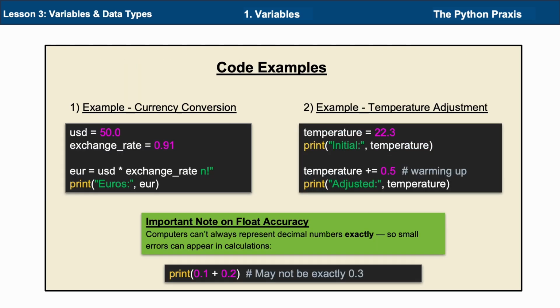Let's see this in action with temperature adjustments and currency conversions. To increase temperature slightly, we use +=. For currency conversions, multiply by an exchange rate. Keep in mind, though, that floats sometimes have tiny precision errors. Don't panic if you see unexpected decimals.